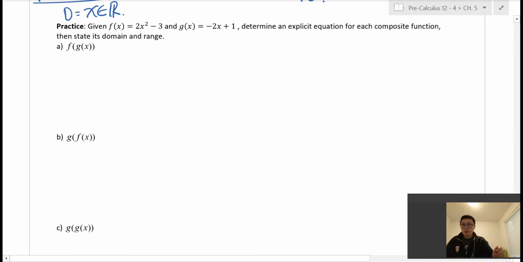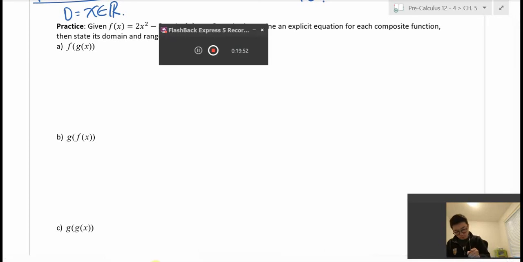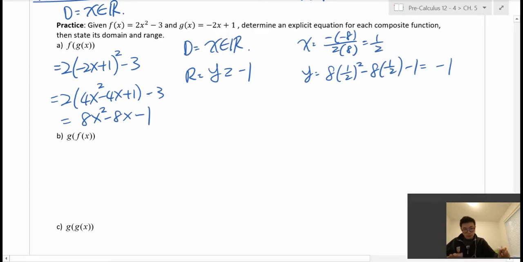and yeah, good luck. Okay, so for the first one, this is what you get, f of g. So you put g into f, and that's what you get. Again, it's a quadratic function. Domain is all real numbers, and range is going to be bigger than or equal to -1 because I found my vertex to be 1/2 comma -1. And again, this parabola opens upwards.